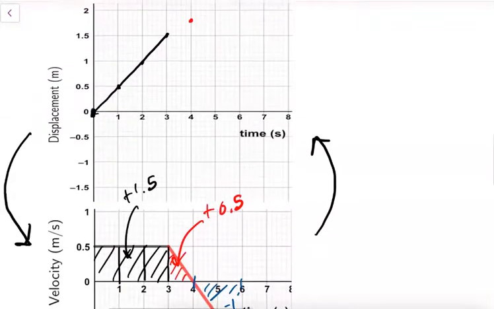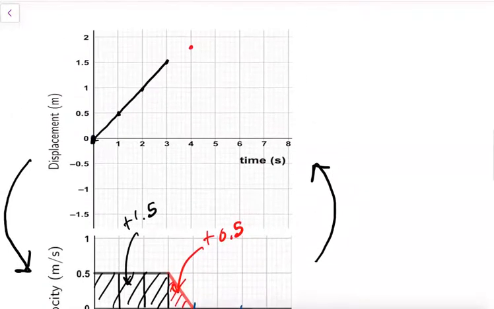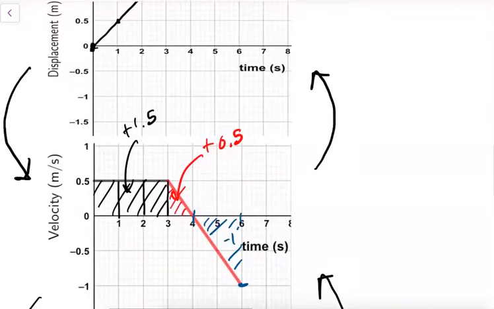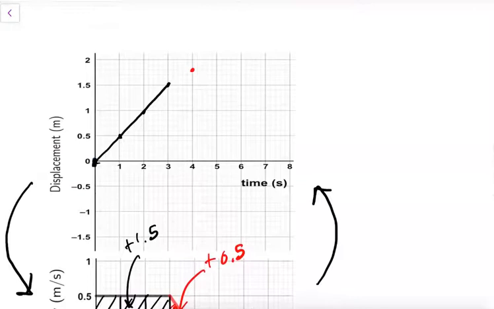So if I went down -1 in 2 seconds, well, I'm at 1.75, so I'm going to go down to 0.75 because I only went down 1 in 2 seconds. So I am right here. And how does that look?